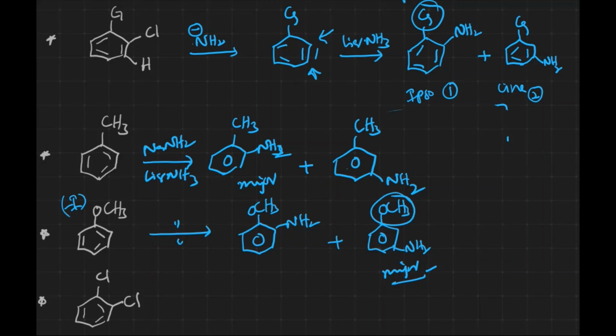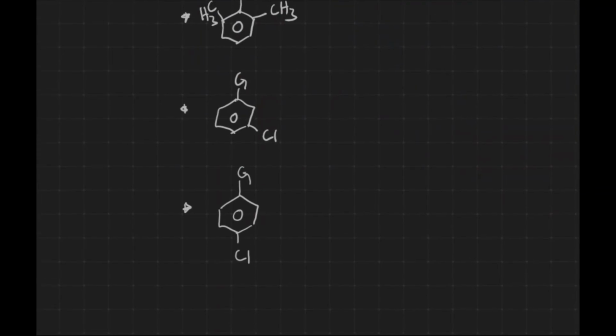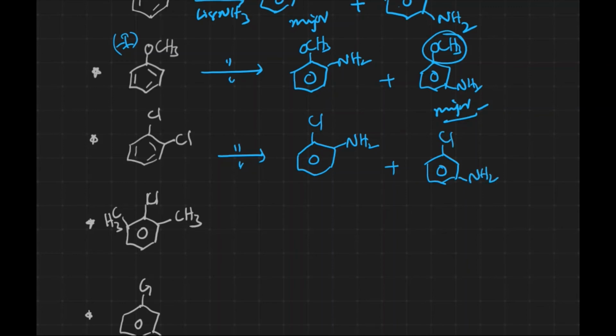Then let us see another one. Once again, what can we expect here? We can expect two products again, right? The ortho one and the meta one with respect to chlorine. Which is going to be the major one? This is a minus I group, right? Minus I group means the meta one is going to be the major one. Make sure you remember the data which I have given.